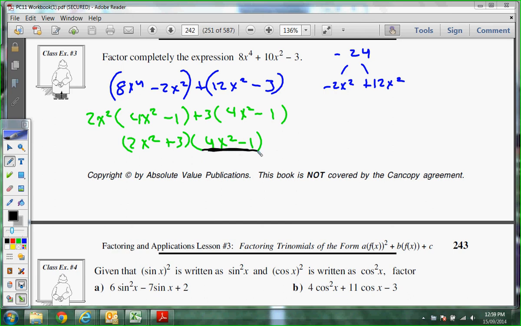All right, here's the difference of squares. 4 is a perfect square, 1 is a perfect square. So we can break that one down one more time. So this breaks down to 2x plus 1, 2x minus 1, and then we have the 2x squared plus 3. So you have 3 groups on this one. Very nice, very nice.